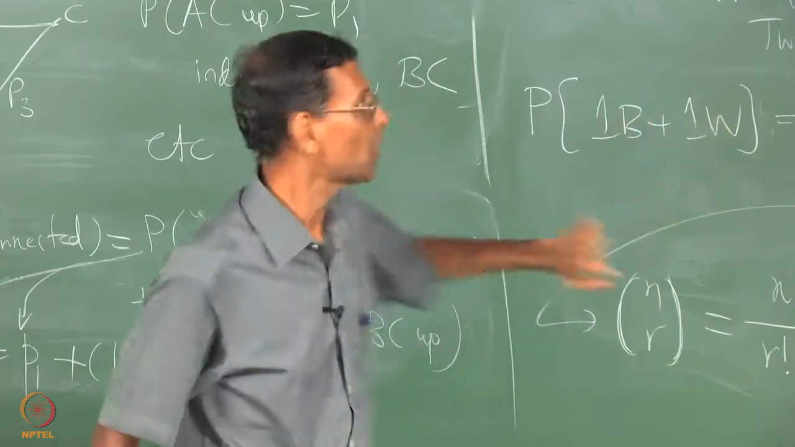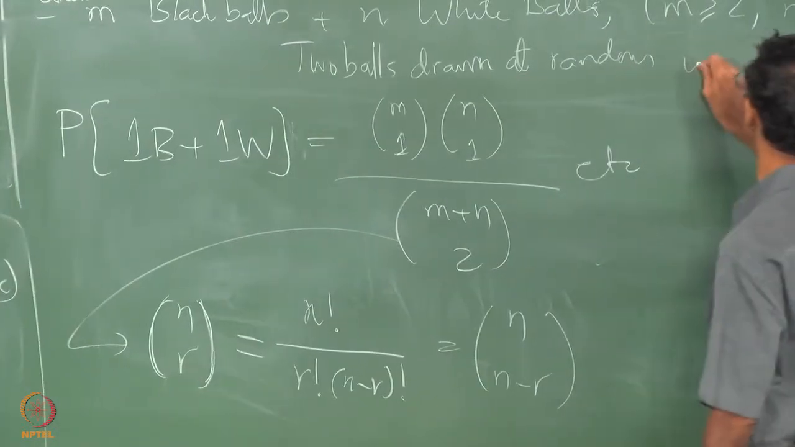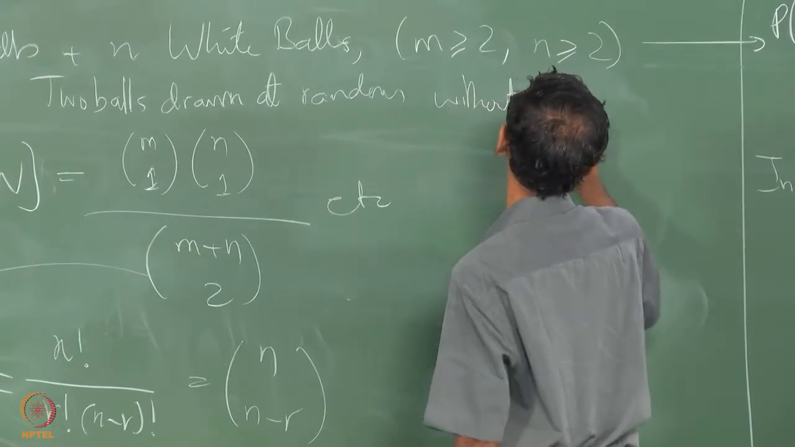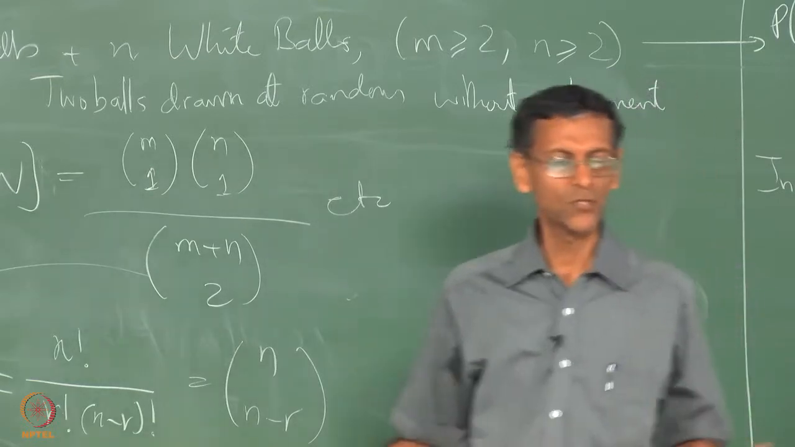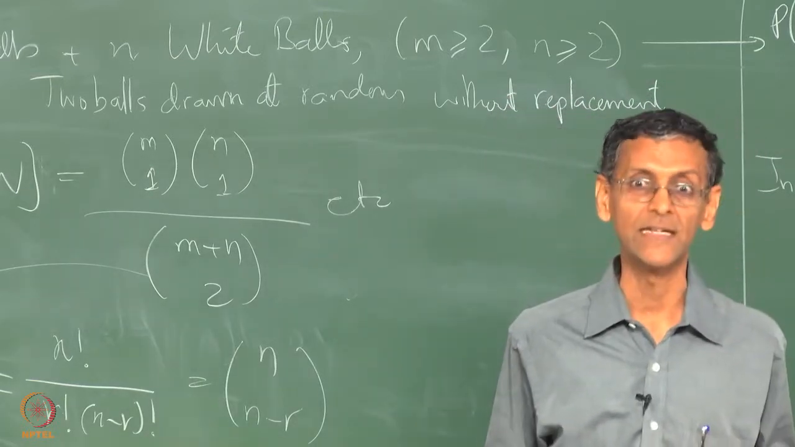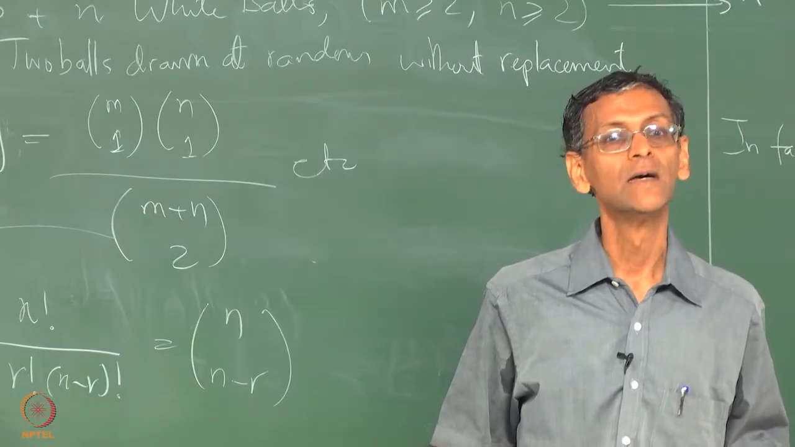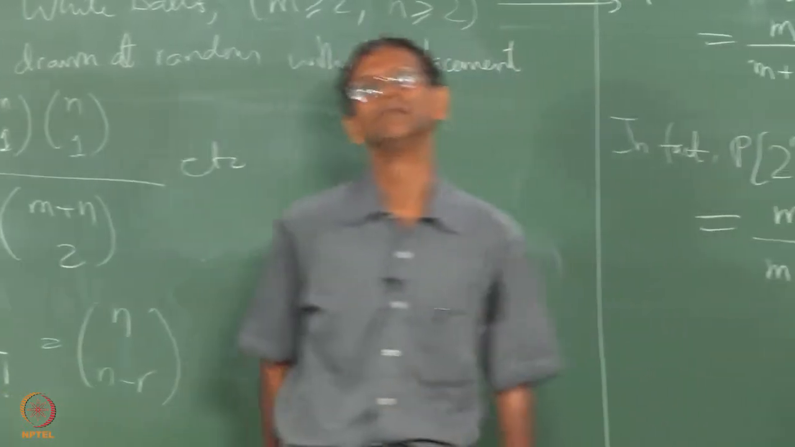No, they are not. We are drawing at random without replacement, right? Actually, it's true even with replacement. That's the interesting thing, right? Even if you put it back, you get the same m by m plus n. But even without replacement, you still get m by m plus n.